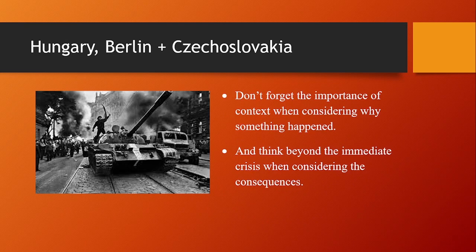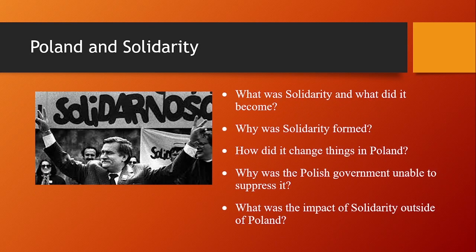But don't forget that context is always important when considering why something happened. And when you're thinking of consequences, as well as looking at the immediate consequences to Hungary, Germany or Czechoslovakia, think about relations with the West and how these crises affected the Cold War. And although the Eastern Bloc would hold together until the end of the 1980s, also think about the ways in which these crises showed the bloc was always under pressure, and the reasons for that.